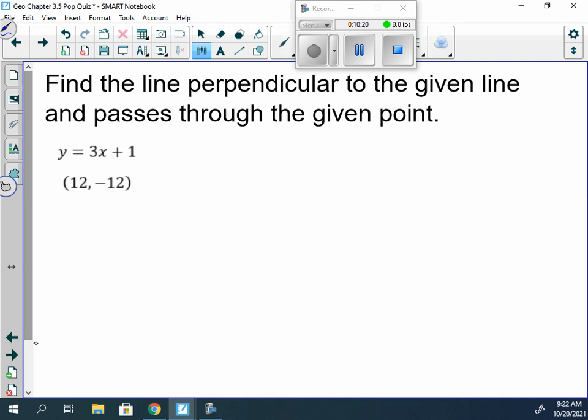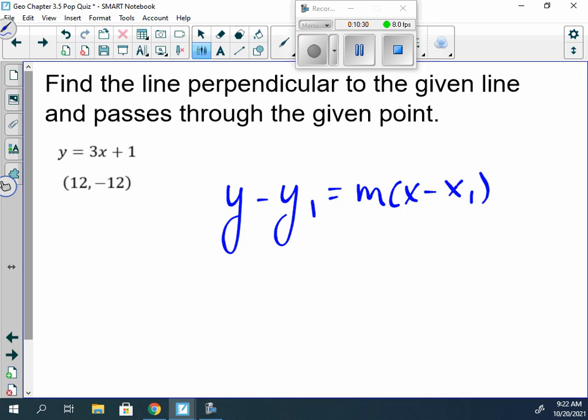Y equals 3x plus 1, and they're giving us a point. So we have y minus y1 equals m times x minus x1. Now, we do need to find the new slope. So if opposite reciprocal helps, awesome, use it. But what are we really doing? Opposite means change, because the slope that we're given originally is 3. Because x is a part of the equation, the slope is just the 3.